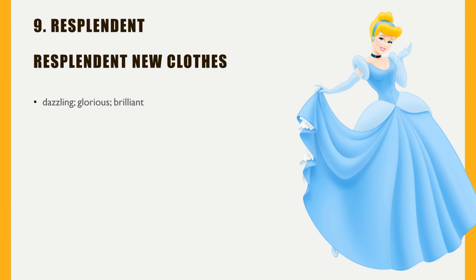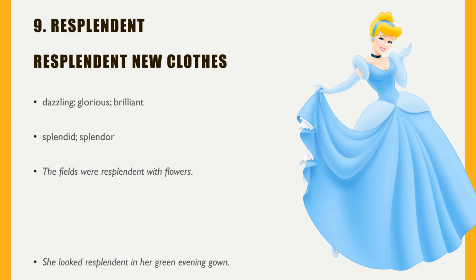Resplendent new clothes. That is dazzling, glorious, brilliant. Think of a fancy dress, a fancy suit, something like that. That would be resplendent. It is related to the word splendid and splendor, the splendor of something, the pizzazz, right? And you say, wow, that's splendid, it's great, it's excellent. It's all a similar idea. We might see a sentence like this: the fields were resplendent with flowers. It was glorious. It was dazzling with flowers.